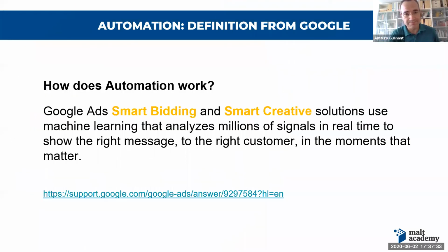So, the background. We'll start with the definition from Google, because I think it's interesting, and that's something I took from the Google support pages. How does automation work? Google Ads smart bidding and smart creative solutions use machine learning that analyzes millions of signals in real time to show the right message to the right customer in the moments that matter. That's the overall definition from Google.